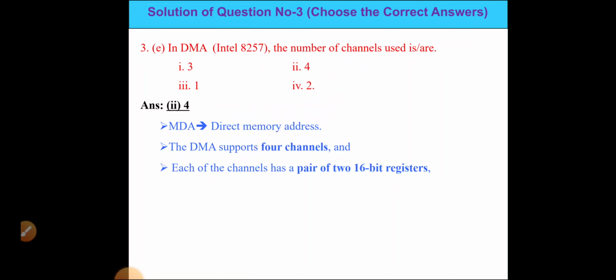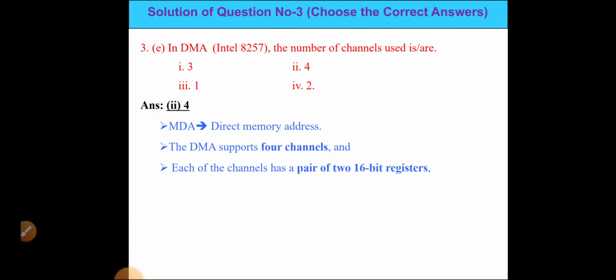Each channel has a pair of two 16-bit registers. One is called the DMA address register and the other is the terminal count register. These two make a pair of 16-bit registers.